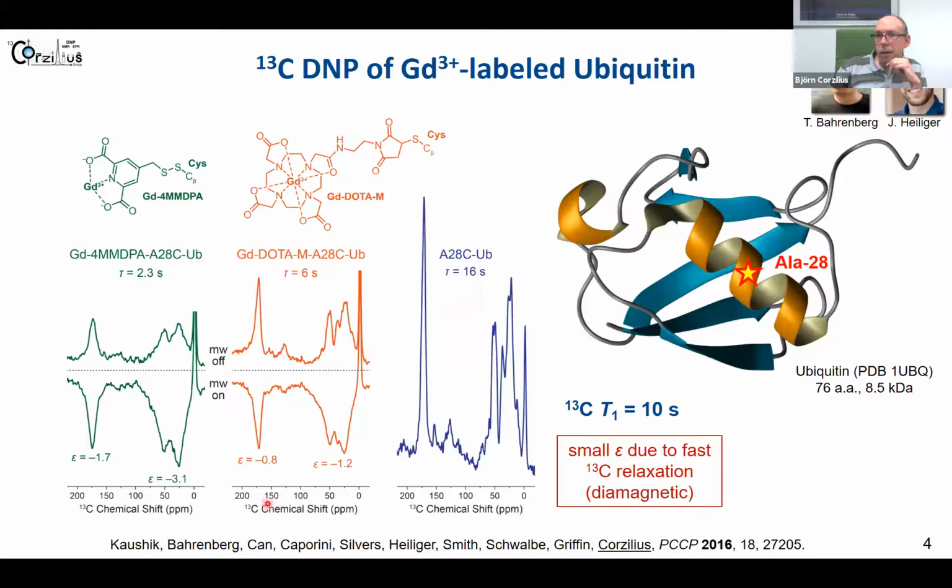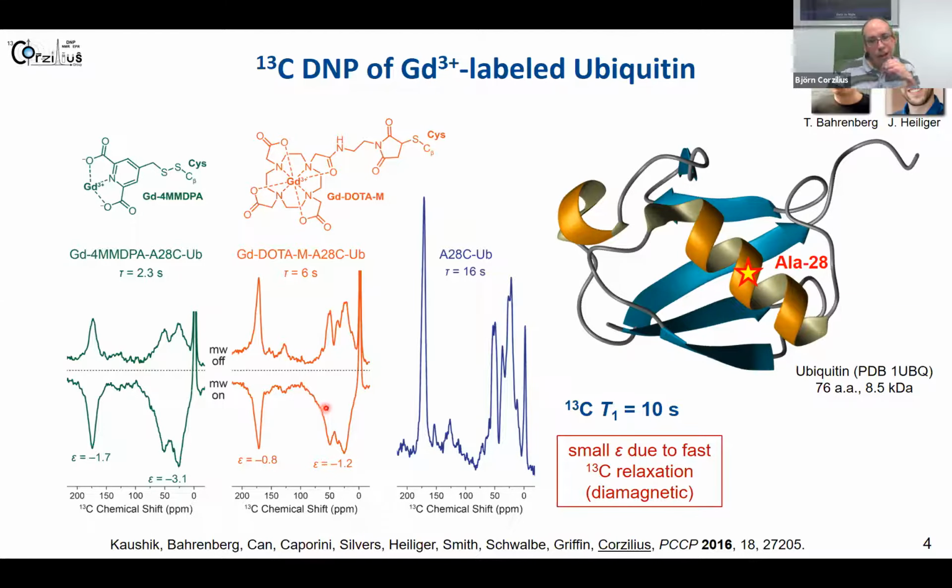One system where we applied this technique was gadolinium-labeled ubiquitin, where we used two different tags, for example, this dipicolinic acid derivative or this DOTA label. And just by comparing these two different linkers, we already see that there seems to be a distance dependence, particularly based on the linker length, where the dipicolinic acid tag is much closer to the protein compared to the gadolinium DOTA tag. And this was also reflected here in line broadening, but also in DNP enhancement.